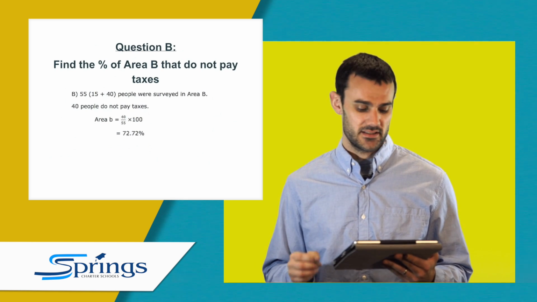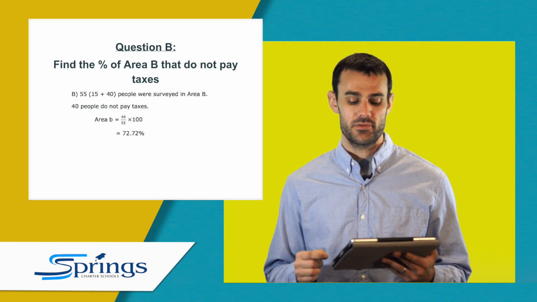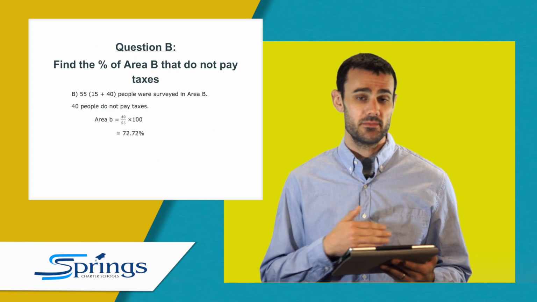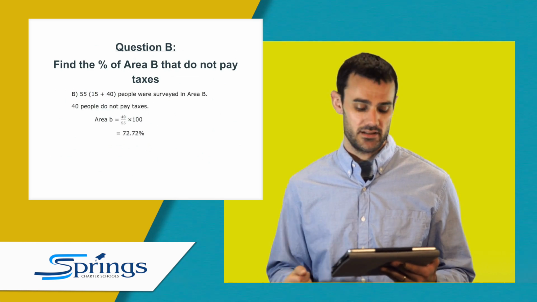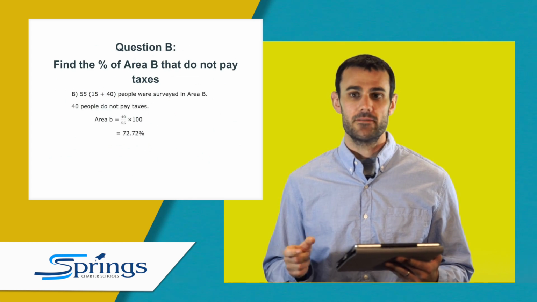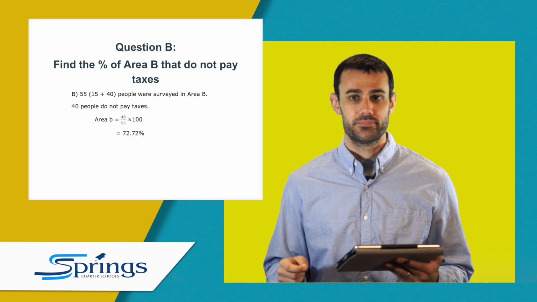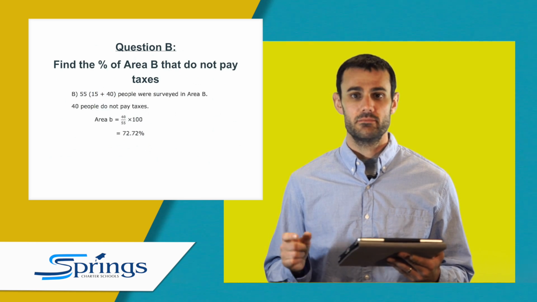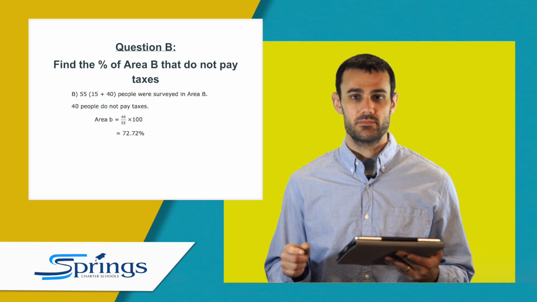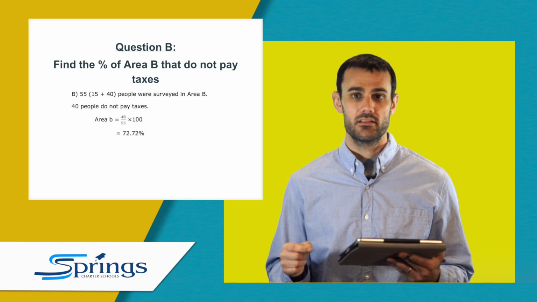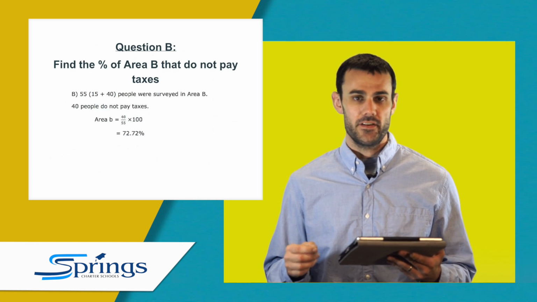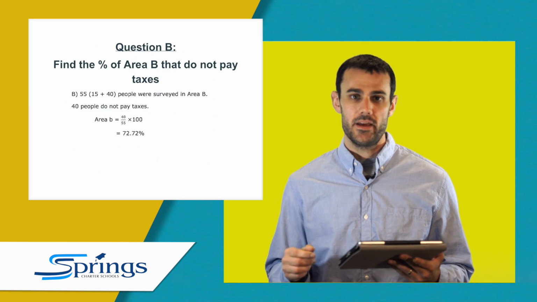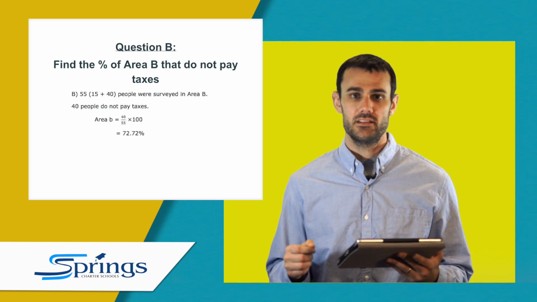Question B asks us a little bit of a different type of question. It says, find the percent of Area B that do not pay taxes. Earlier we were looking to see who did pay taxes, and now we're looking to say who did not pay taxes. So we need to take the information out of the data table we're provided. That information being that we have a total of 55 different people we surveyed when we went out and asked people who was paying and who was not paying their taxes. Now, 55 was gotten from 15 plus 40. 40 people are not paying their taxes according to the survey, and 15 people are.